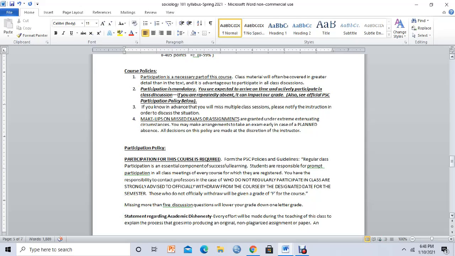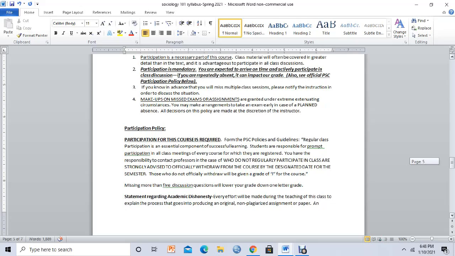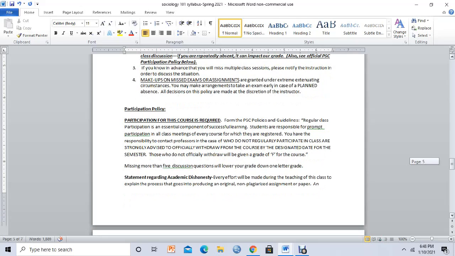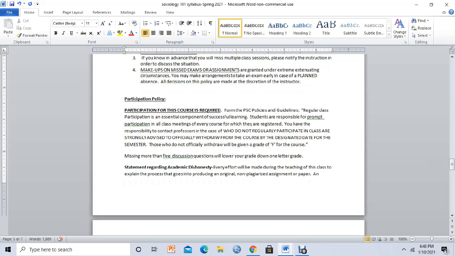Next thing, this is more or less the participation required for this course. I need you all to read over this. Academic dishonesty means don't copy anybody else's paper, and give someone else credit for their work. Also, I put this in: missing more than 5 discussion questions will lower your grade by 1 letter grade.